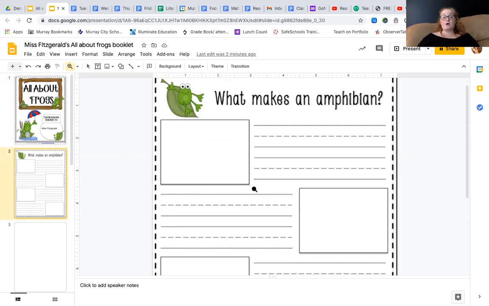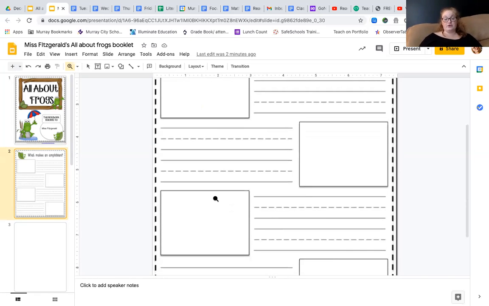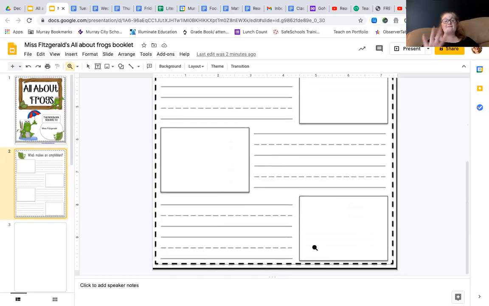Okay, today we're gonna watch a video about amphibians, and we're going to fill out facts about amphibians because frogs are a type of amphibian. So let's look at how many boxes we have. The boxes are for pictures and the lines are for words. So on this page, we're going to write 1, 2, 3, 4 facts about amphibians so that we can get more facts about frogs because frogs are amphibians.